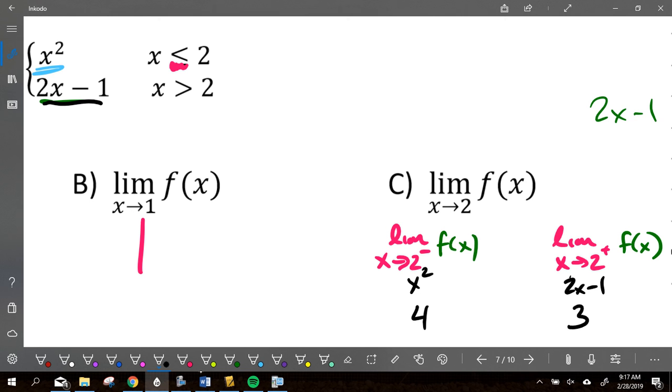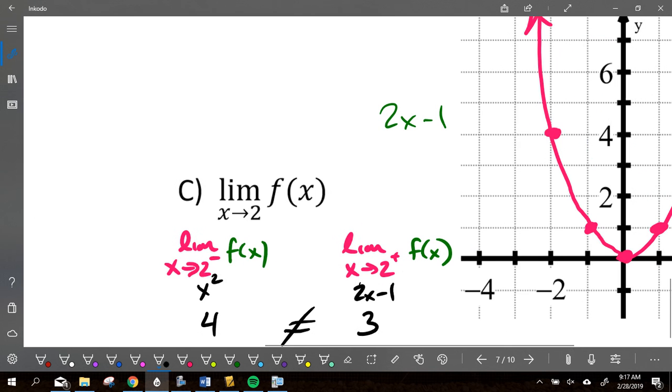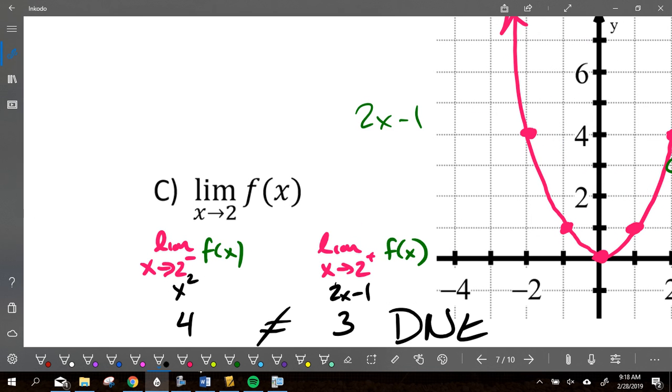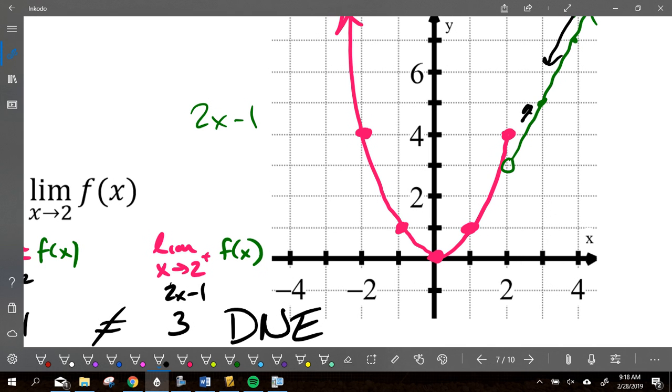3. Is 4 equal to 3? No. So what's true about my limit? It does not exist. And it would make sense looking at this picture. If you walked on this line as we approach 2 from both sides, you're approaching different numbers. Therefore, the limit doesn't exist. Questions on that one?